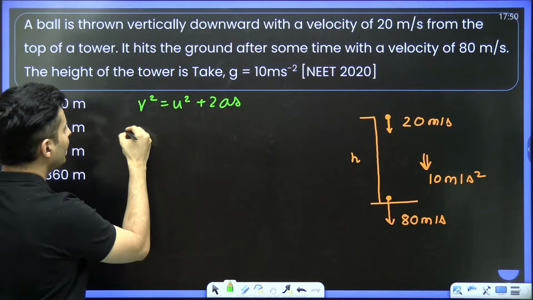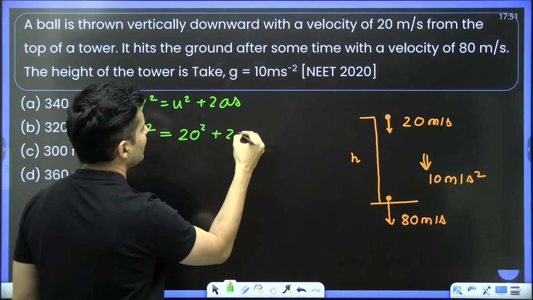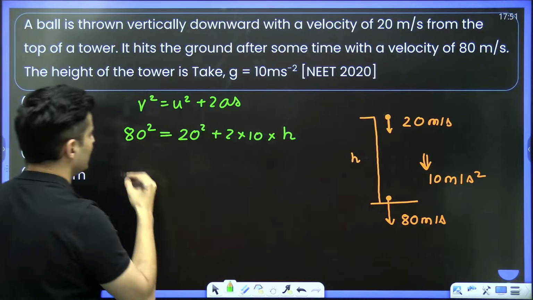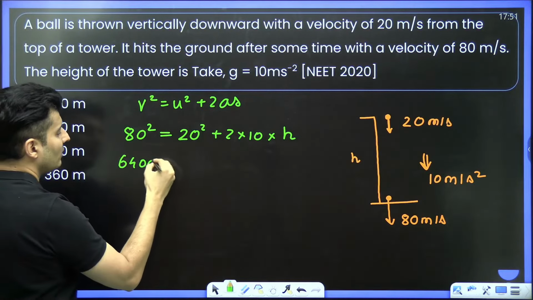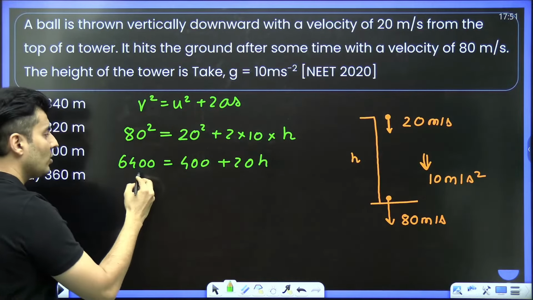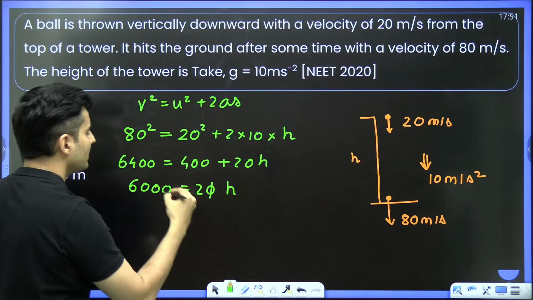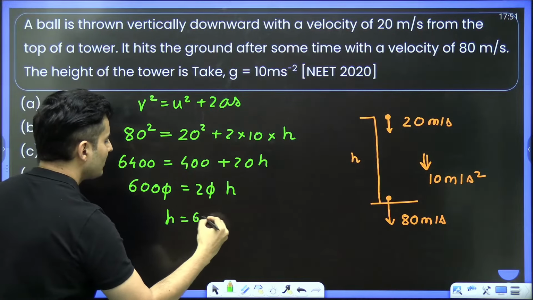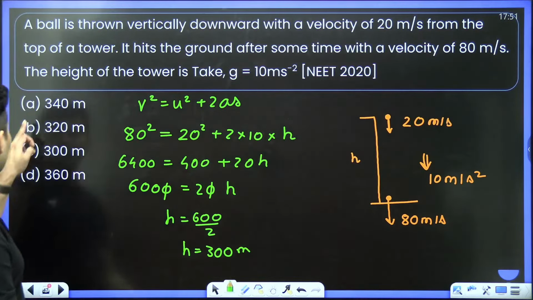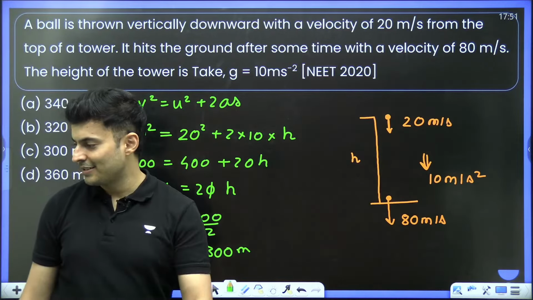What is final speed? 80 square. What is initial speed? 20, squared, plus 2 into acceleration, again downwards 10. S is basically h. 8 square is 64, so this will be 6400. 2 square is 4, so this will be 400, plus 20h. 6400 minus 400 is 6000, so that will be 20 times h. The zeros cancel, so h will be 600 divided by 2. That means it will be 300 meters, which is option number C. Correct, that's the correct answer.